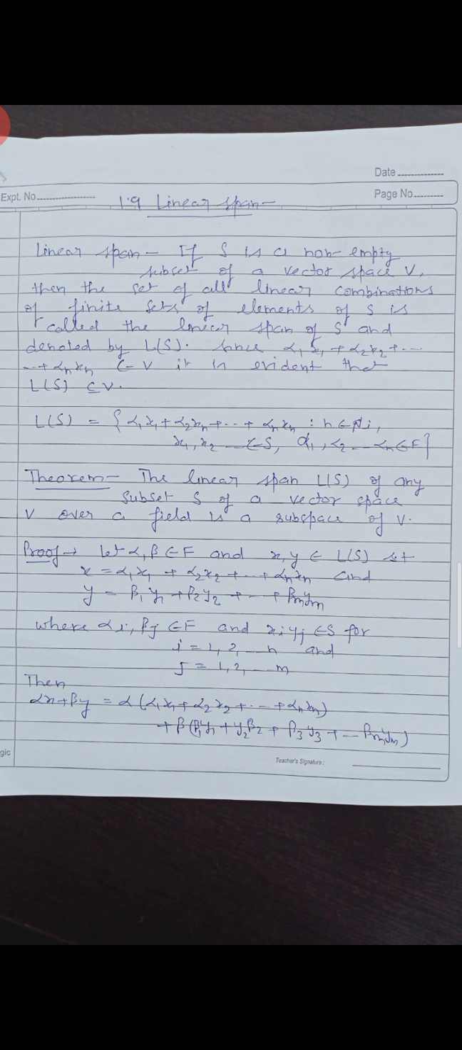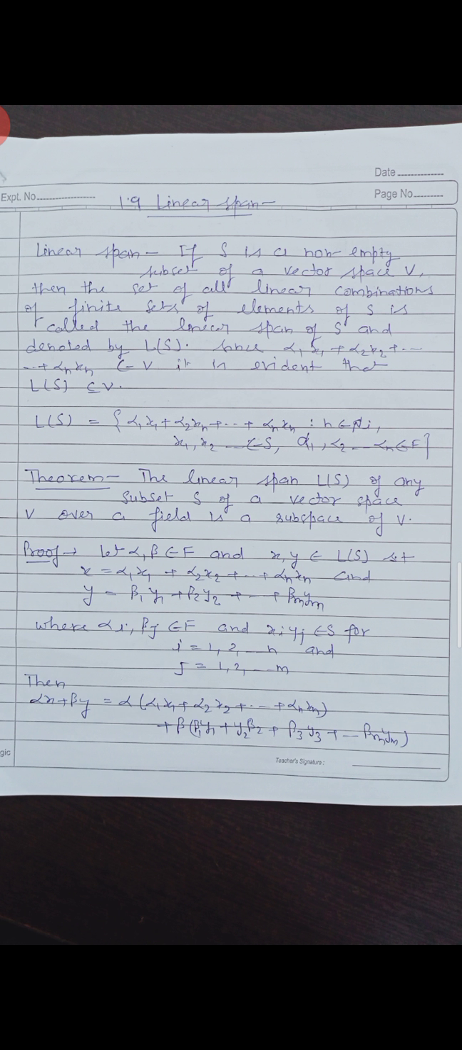The linear span Ls of any subset S of a vector space V over a field is a subspace of V. For proof, let alpha, beta belong to F and x, y belong to Ls, such that x is equal to alpha 1 x1 plus alpha 2 x2 plus alpha 3 x3 plus and so on alpha n xn, and y is equal to beta 1 y1 plus beta 2 y2 plus and so on plus beta m ym, where alpha i, beta j belong to capital F and xi, yj belong to capital S, for i is equal to 1, 2, 3 and so on n, and j is 1, 2, 3 and so on m.